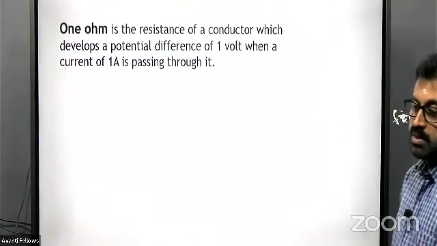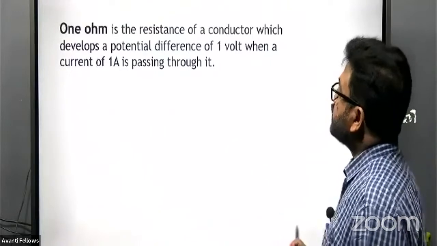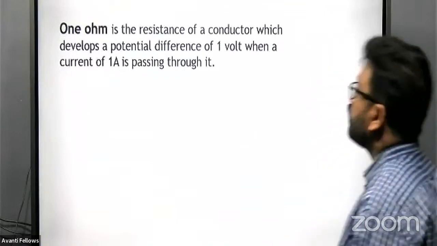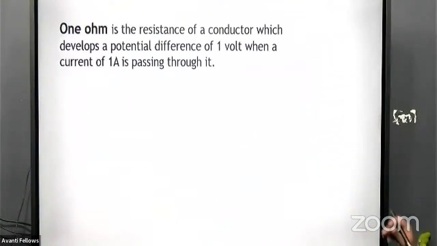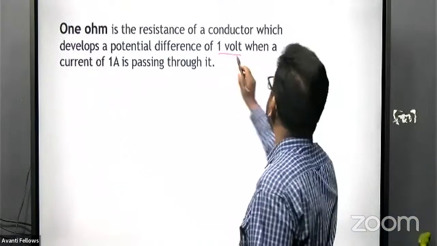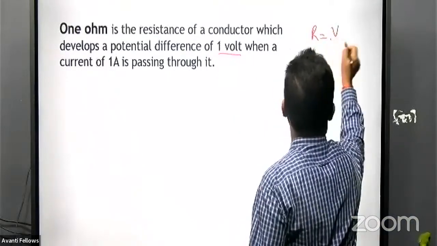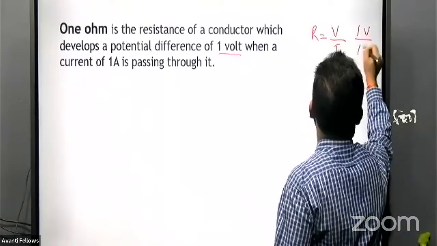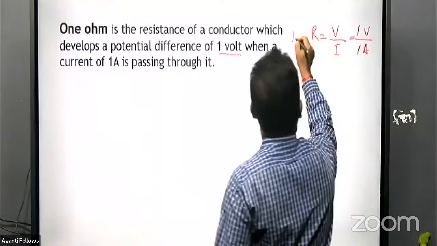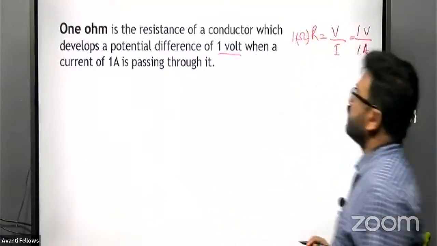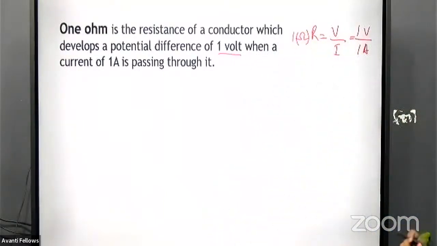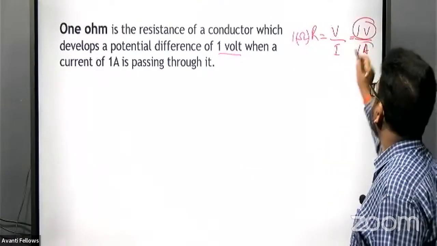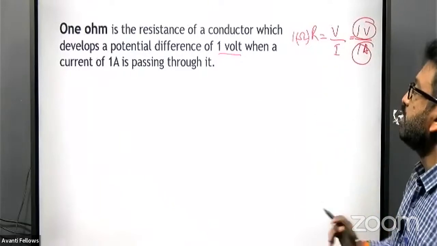Then 1 ohm is the resistance of a conductor which develops a potential difference of 1 volt. We know R is equal to V by I, that is 1 volt upon 1 ampere, which is equal to 1 ohm. So 1 ohm is the resistance of a conductor which develops a potential difference of 1 volt when a current of 1 ampere is passing through it.